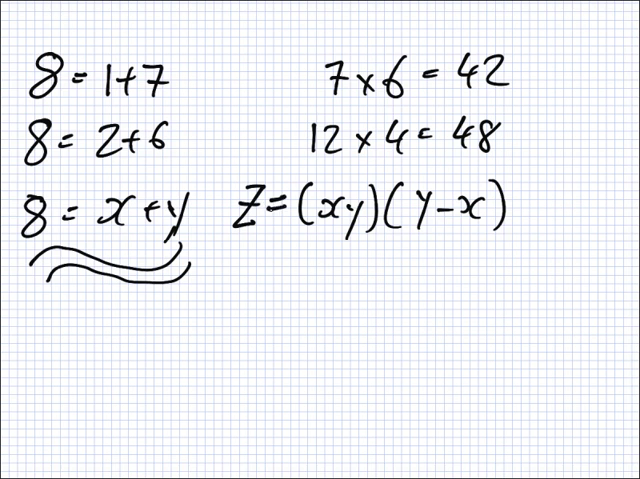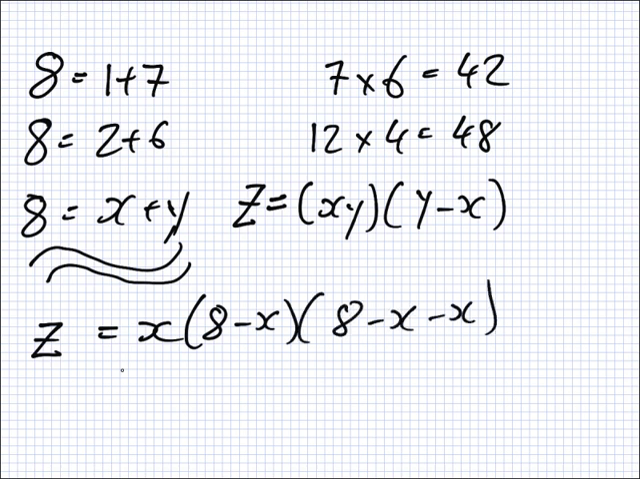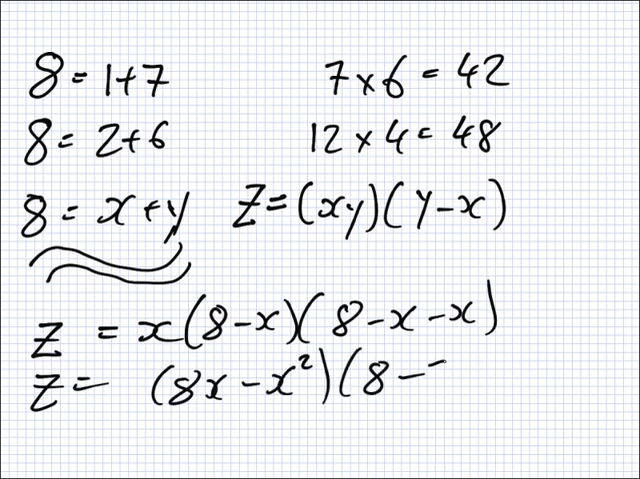Now, what's the problem with z? It has two unknowns in it. Well, we can easily fix that. Let's suppose I want to replace the y. What would I replace the y with? Yeah, I could replace it with 8 minus x, couldn't I? Now, isn't this looking a lot better? So this will be 8x minus x squared times 8 minus 2x.